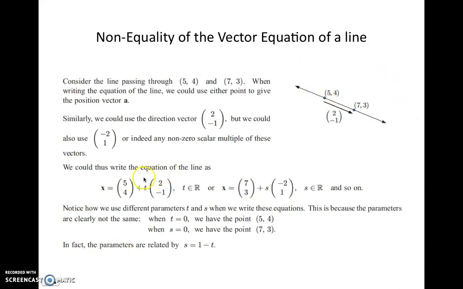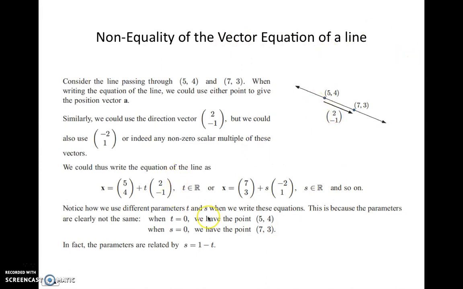So we can thus write the equation of the line as (x, y) is equal to (5, 4) plus t(2, -1), where t is included in the set of real numbers, or (x, y) is equal to (7, 3) plus s(-2, 1). So you can either go from (5, 4) down this way, or you can go from that way to that way, where s is included in R, and so on.